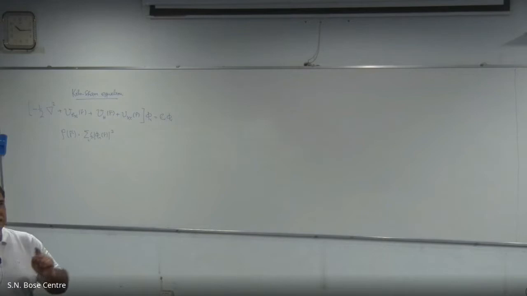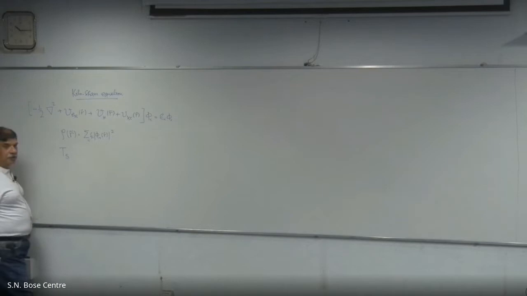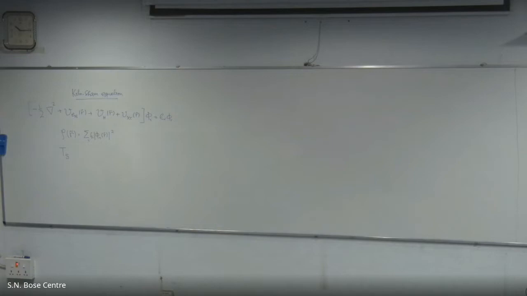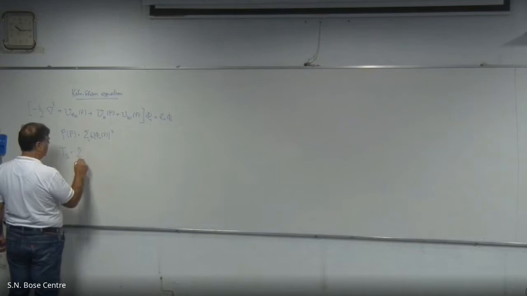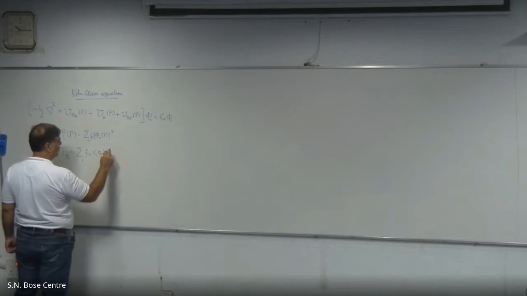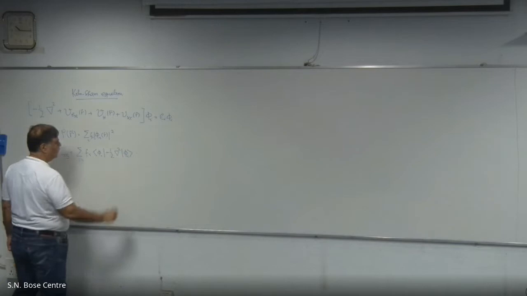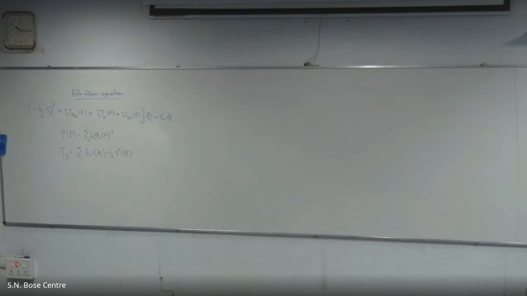Right? Similarly, I can write the kinetic energy. Till now, the kinetic energy is non-interacting. Why is it non-interacting? Because now I'm talking about a non-interacting system. This is going to be summation over i of phi i, minus del squared, phi i. Right? This will give me the non-interacting value. But today I'm going to give you proofs that I'll show you.